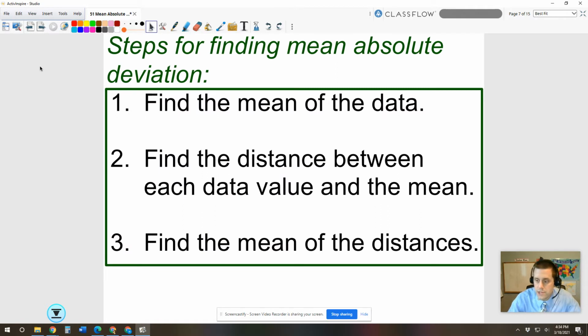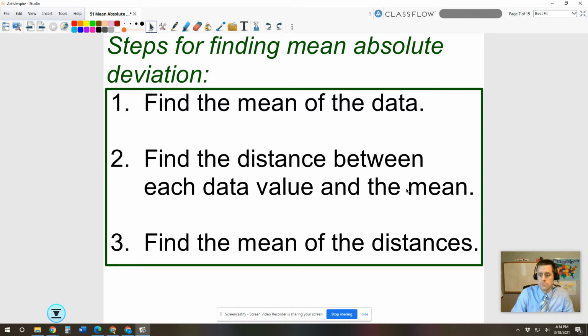Calculating mean absolute deviation is a three-step process. Step one, we're going to find the mean of the data. If you remember from a couple of lessons ago, to calculate the mean or the average of our data set, we're going to add all the values together and divide by how many elements there are. Once you've calculated your mean, you're ready for step two. We are going to find the distance between each data value and the mean.